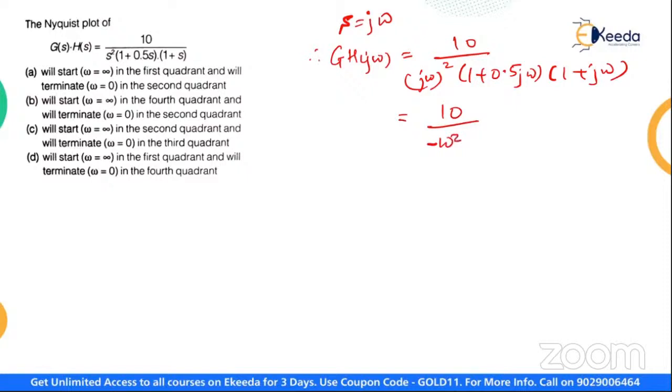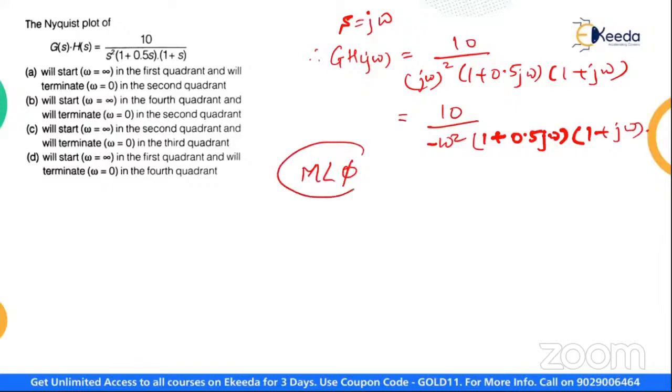10 upon j omega squared. Is it minus omega squared? Because j squared. What is j? J is under root of minus 1. Under root of minus 1 whole squared is nothing but minus 1. So it is minus omega squared into 1 plus 0.5 j omega into 1 plus j omega, correct? Yes. Now let us find the magnitude and angle, means let us find M at an angle phi. So let us try to find those.